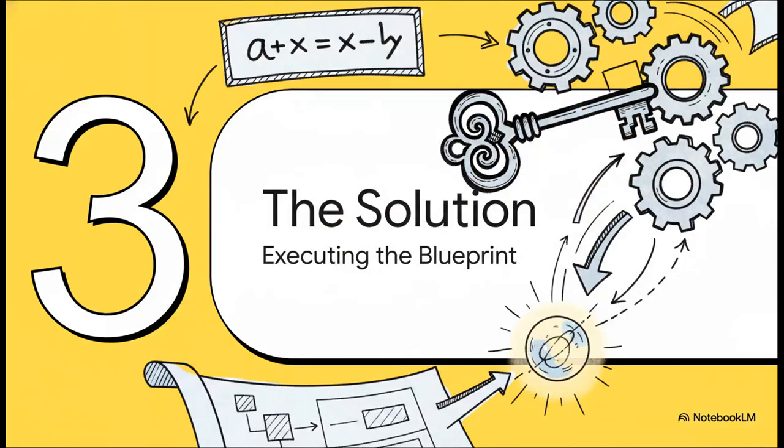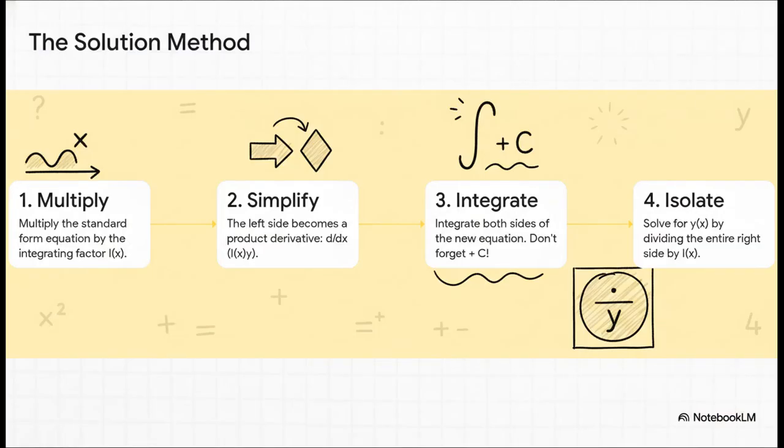All right, so let's do a quick check. Is our equation in standard form? Yes. Have we forged our master key, the integrating factor? Yep. Now it is time to put all the pieces together and execute the final stage of the blueprint, finding the actual solution. And the process from here is really straightforward.